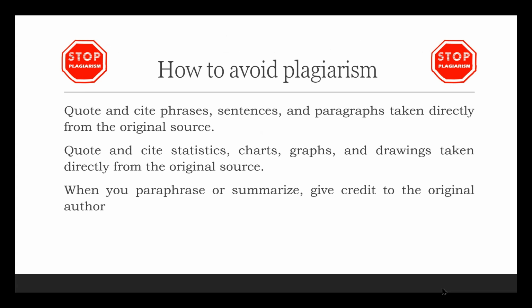How to avoid plagiarism? Now we're going to see how to avoid plagiarism. That is stopping plagiarism. Quote and cite the phrases, sentences, and paragraphs taken directly from the original source. From where you are going to be copying, from some website or some article or some conference paper or some journal paper, you have to mention the author name and the journal citations you have to give so that you can avoid plagiarism.